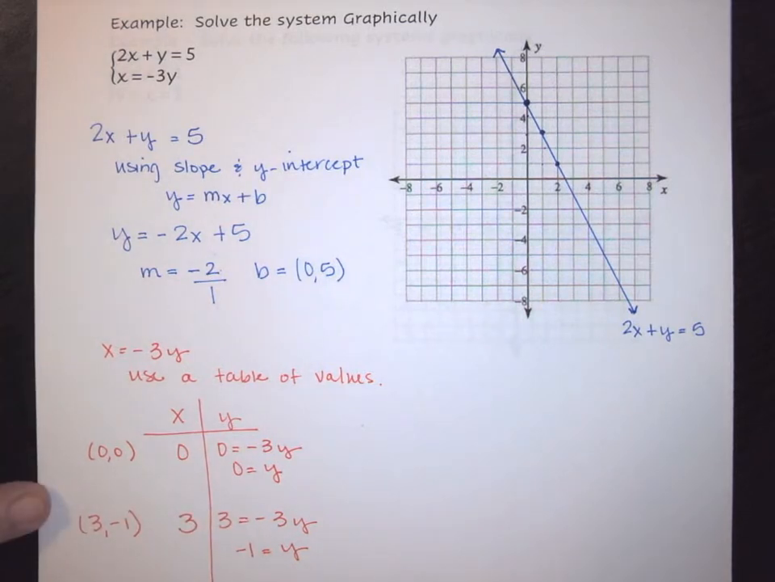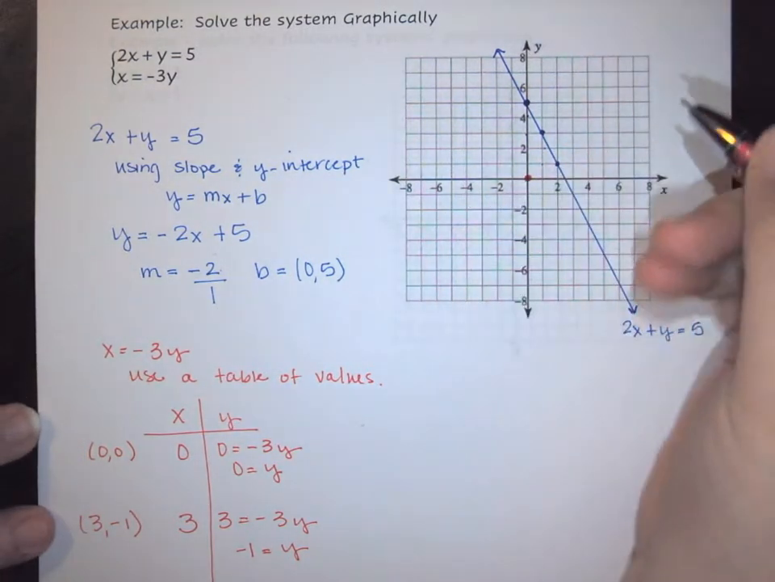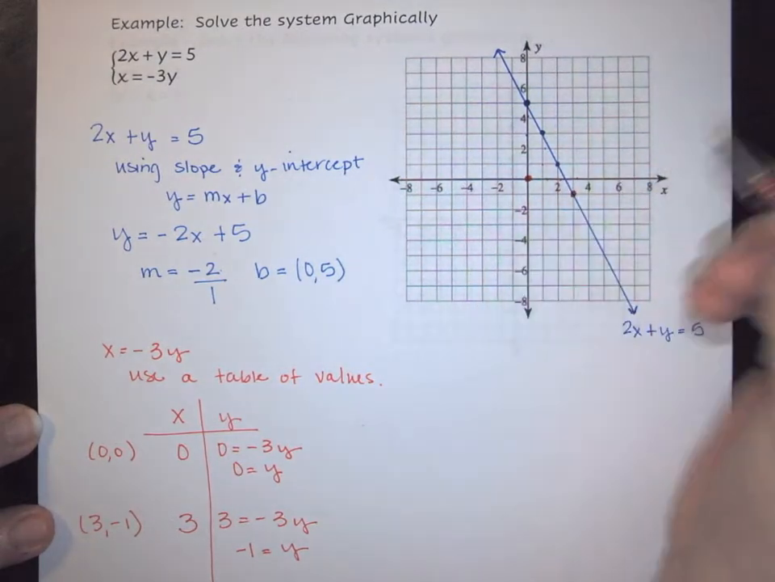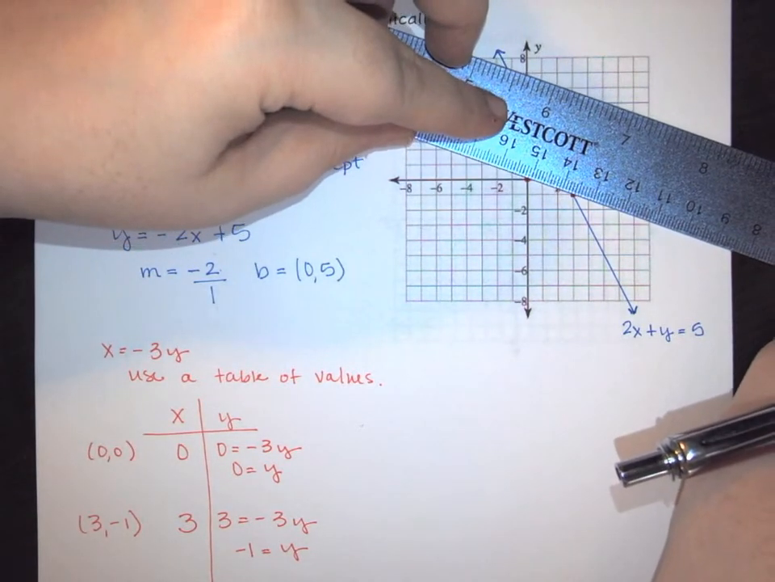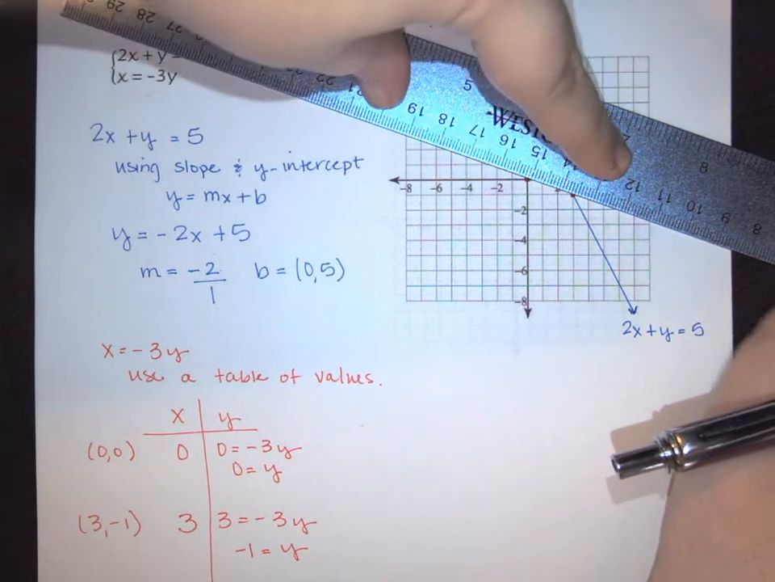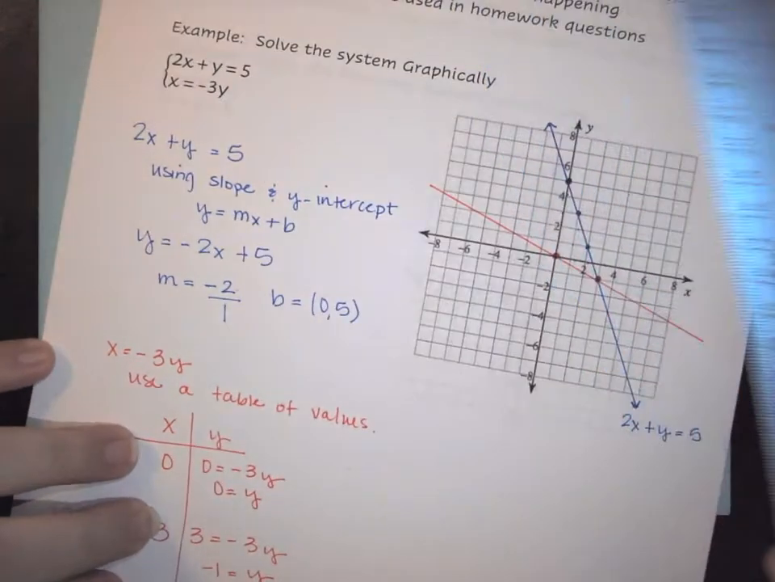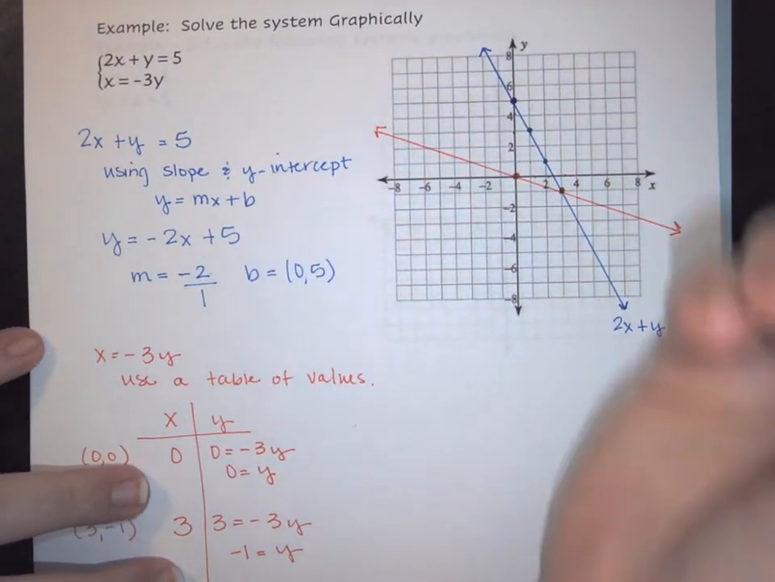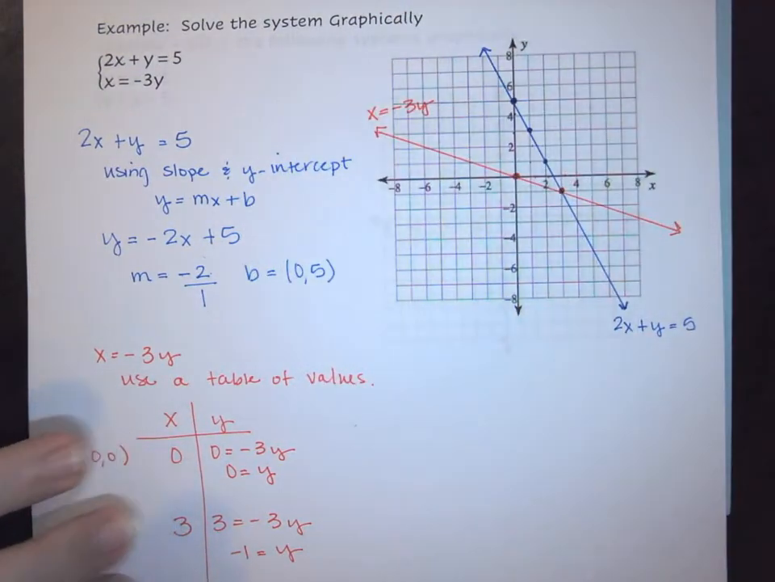Okay. You only need 2 points to graph a line, so we're going to go ahead and start. We have the point 0, 0. And we have the point 1, 2, 3, negative 1. Now with this, we can go ahead and connect our 2 points, and we can draw our second line. So here, this again was x equals negative 3y.